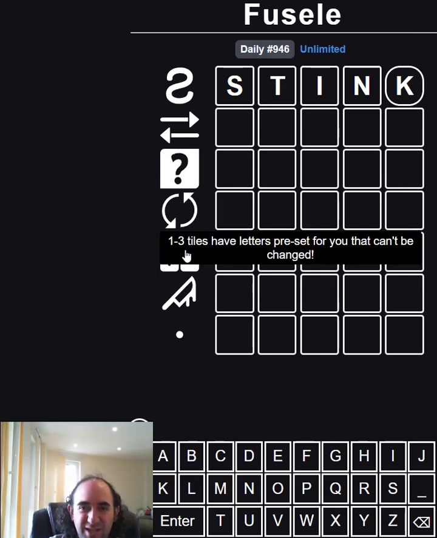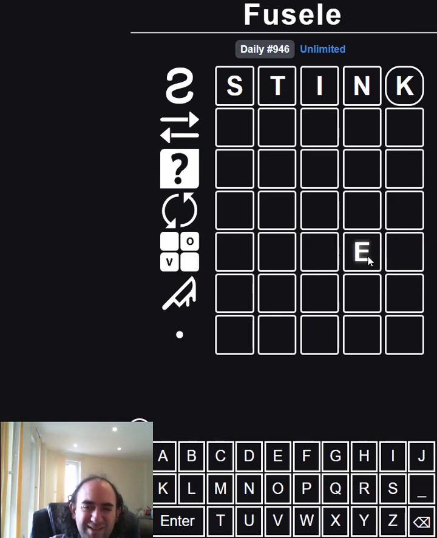Now you'll notice down here, 1 to 3 tiles have been preset that can't be changed. So if we get down here, we have to use the E. So if I can, and if I think it's a good idea, I'm going to try to avoid using the E until I get down here. Because I usually like to start with decal or laced if I get this rule. But we're not doing that today because we're saving the E. So we'll go for stink.